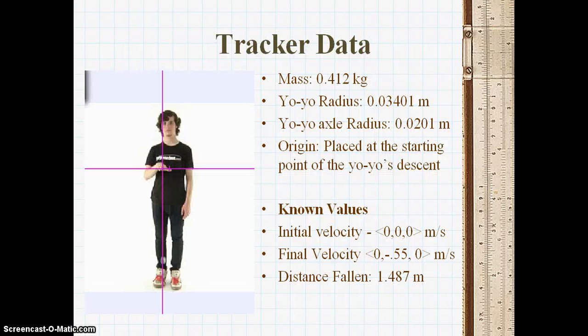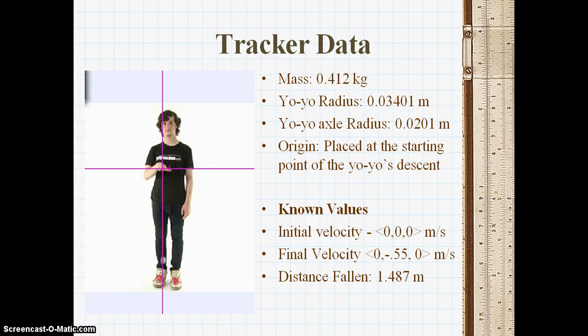Other information that I calculated was the yo-yo's mass, radius, initial and final velocities, as well as the total distance the yo-yo fell, which was equal to the length of the string to which the yo-yo was attached. As in previous labs, Newton's second law was applied in the VPython code to update the position and velocity of the falling yo-yo. In this lab, the net force acting on this yo-yo is assumed to be equal to the force of gravity.